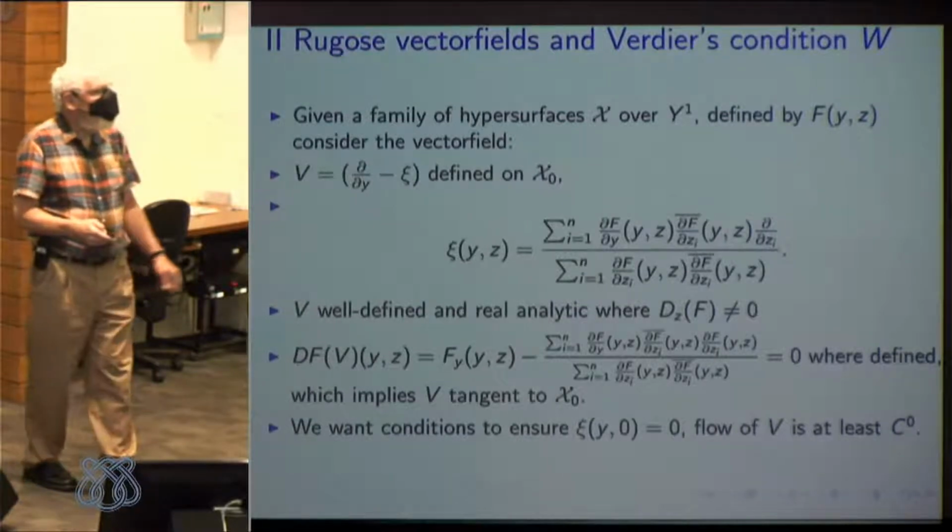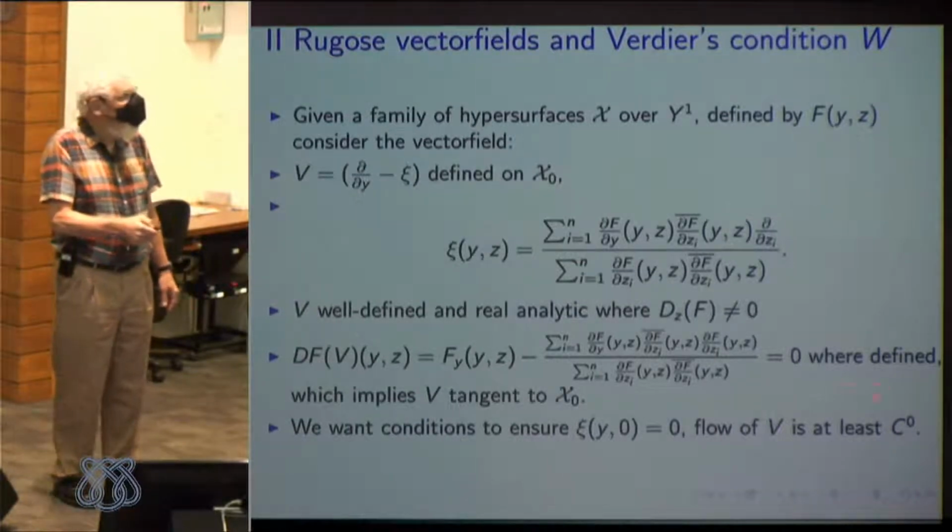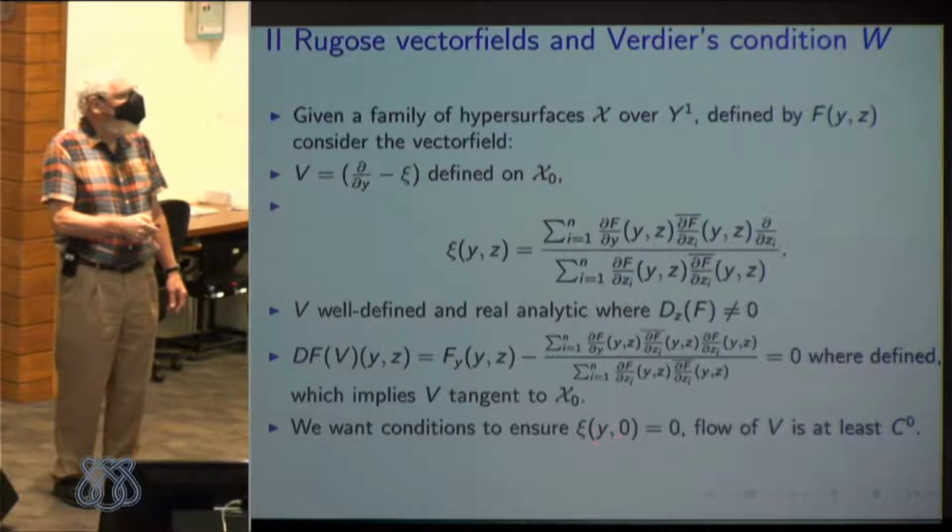So we want to make sure that c of y_0 is 0. So this has to preserve the origin. And we want the flow of v to be at least C^0.